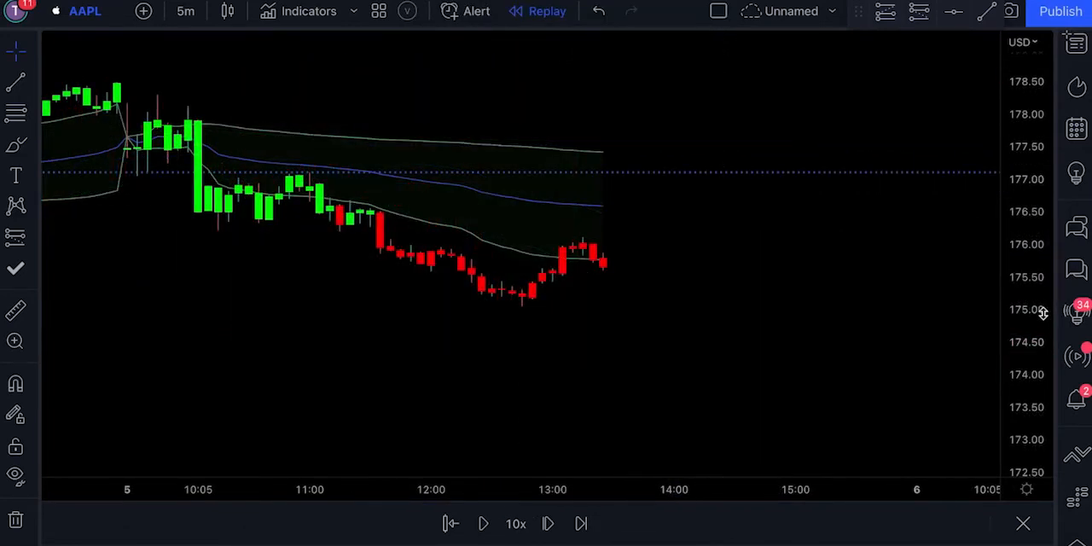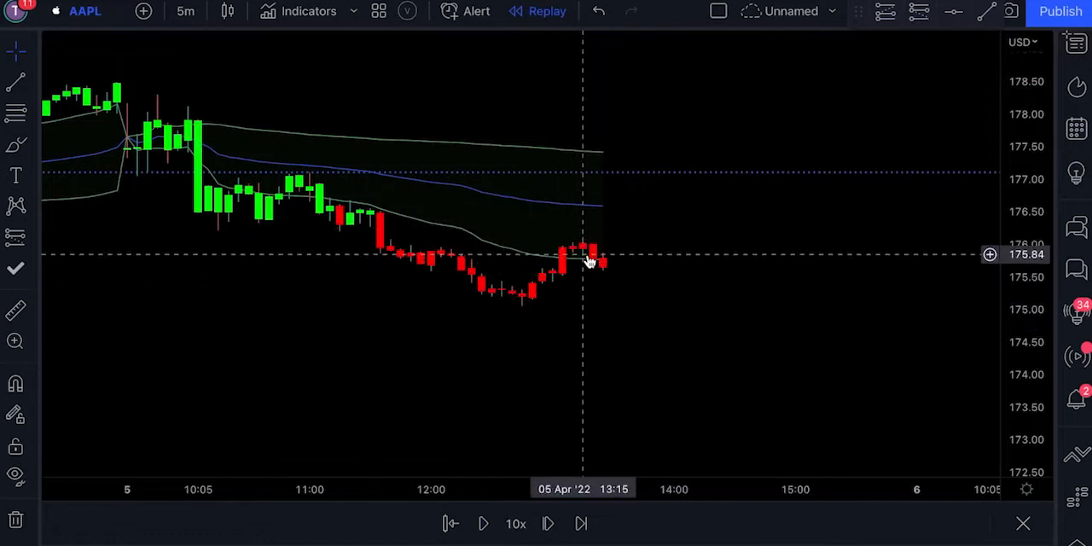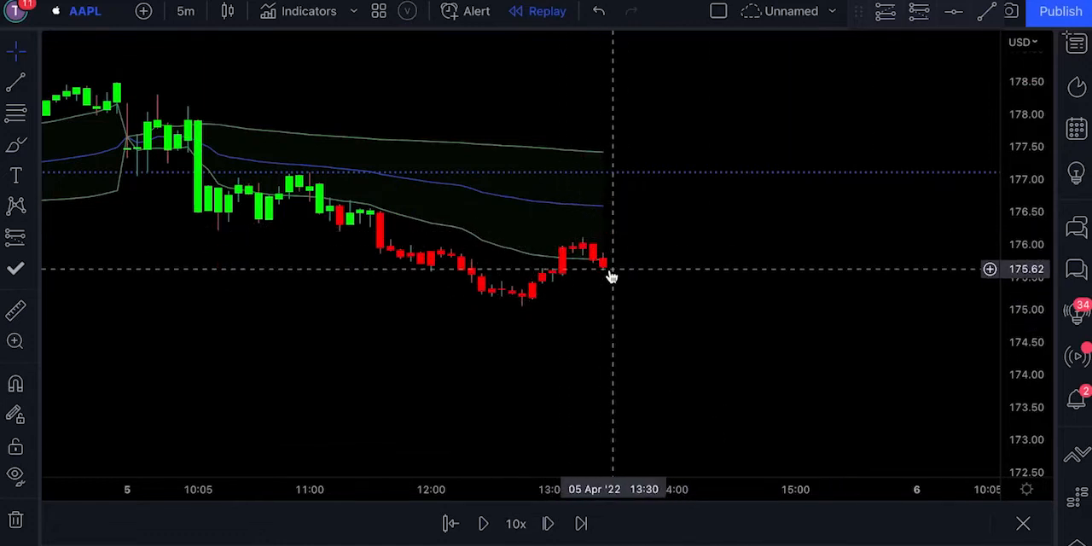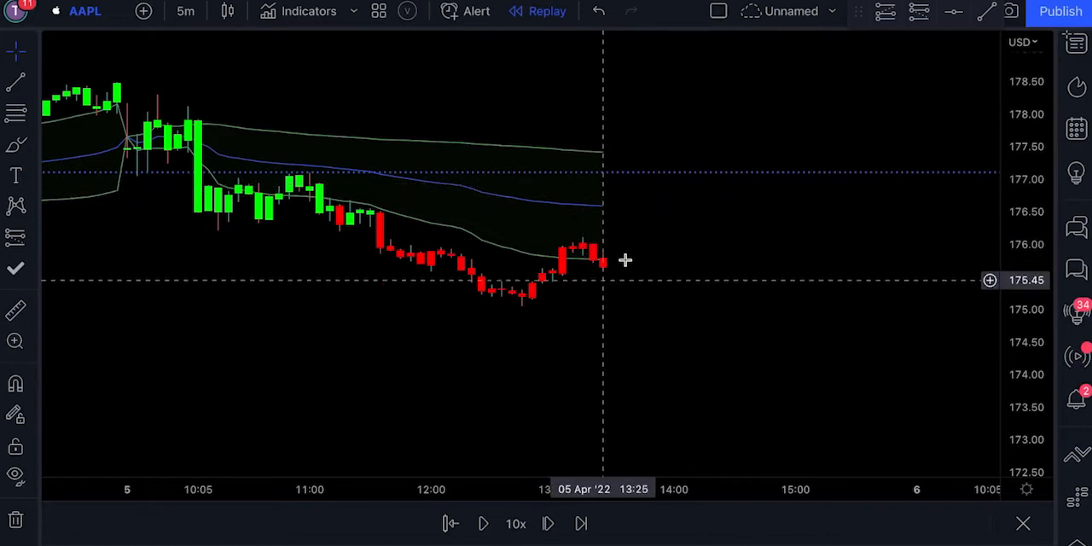Okay, let's see one more short example. Here the price action broke inside the VWAP bands, and then a few candlesticks later it broke out. So the question is, can we consider this as a valid trade entry? And the answer is yes, this is a valid short entry as long as the rest of our conditions are met. And if we take a look at the rest of our indicators, we see that they all agree.